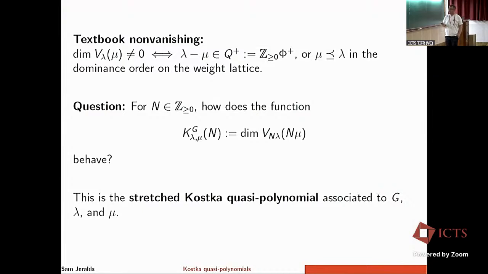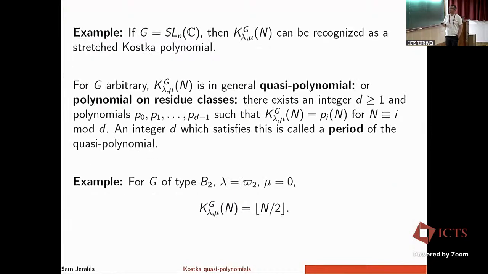We have a new word here, quasi-polynomial. We should say a little bit about that. So first, if you are working with just SL_n or GL_n as before, then you can recognize these exactly as our classical Stretch-Kostka polynomials for partitions. But for arbitrary G, these are in general quasi-polynomial, or polynomial on residue classes. So what does that mean? That means that I have some integer d, and I have some collection of d polynomials, such that this function is polynomial on each residue class. This is one way of stating it.